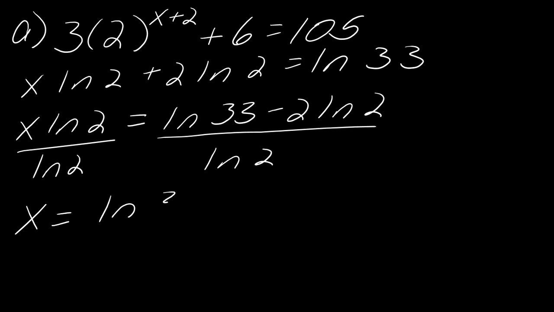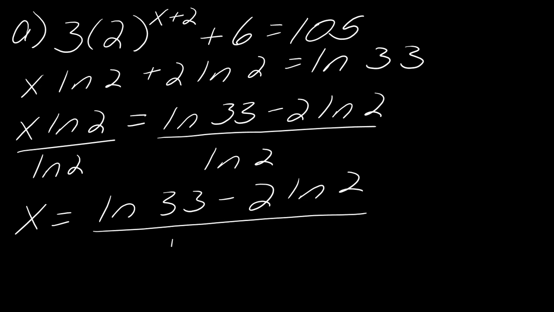So I have x equals the natural log of 33 minus 2 natural log of 2 over the natural log of 2. Do not fall into the trap of saying, oh, and then I can cancel out the natural log of 2. No, you cannot. You can only do that if every term here has a natural log of 2, which is not true. If you really want to cancel, you can separate this into 2 separate fractions and then make a cancellation.